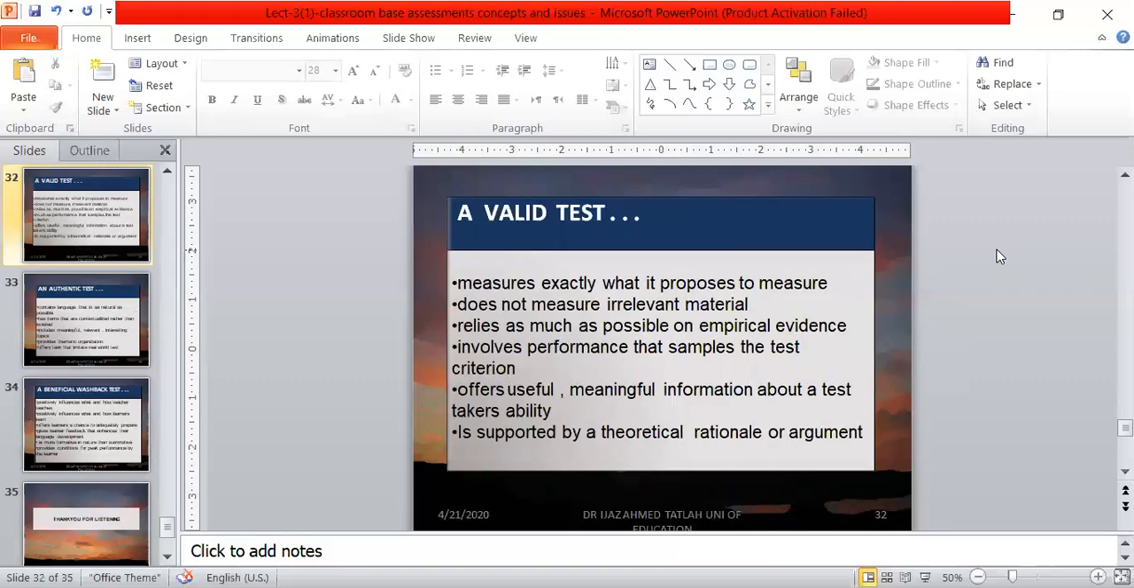So if a test is comprised of the following 6 or 7 criteria, and if all these factors are well embedded in a test, then this test is called a valid test. This is the validity of the test.